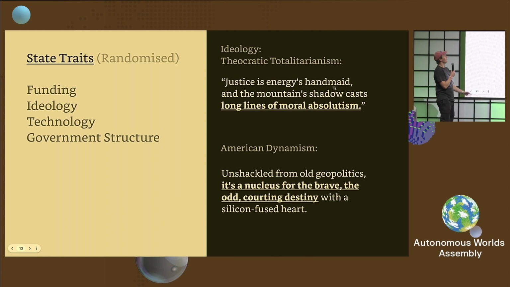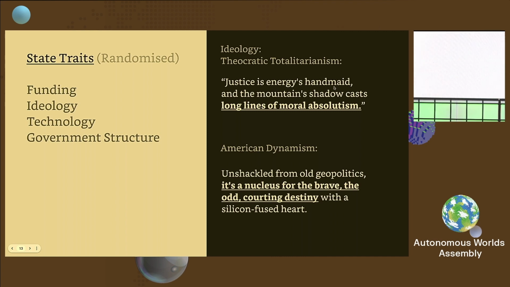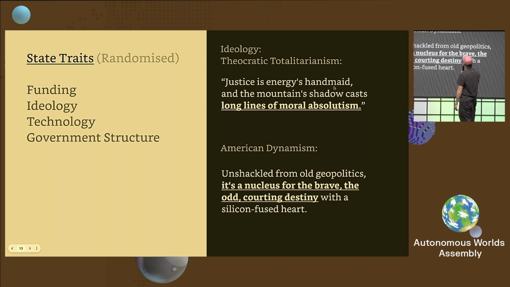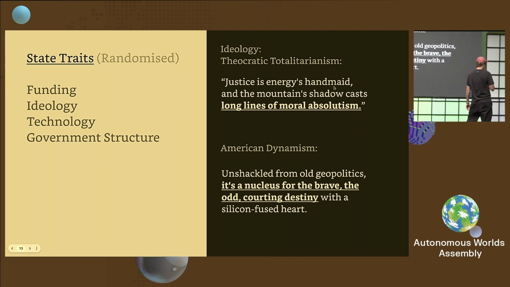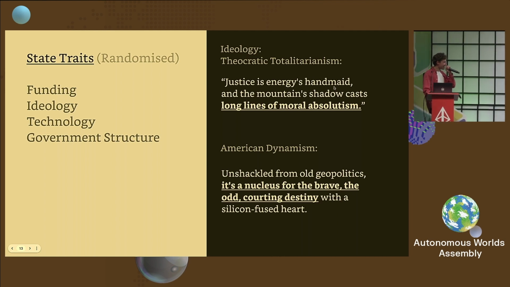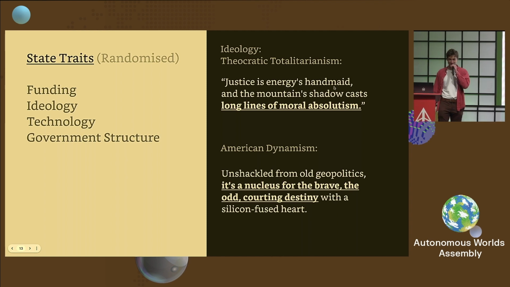So practically, we started with each state having a randomized funding type, ideology, technology, and government structure. And here we have some nice outputs. We start getting some variation. We have a state based on theocratic totalitarianism: "Justice is enemy's handmaid, and the mountain shadow casts long lines of moral absolutism." We have one on American dynamism: "Unshackled from old geopolitics. It's a nucleus for the brave, the odd courting destiny with a silicon-fused heart."